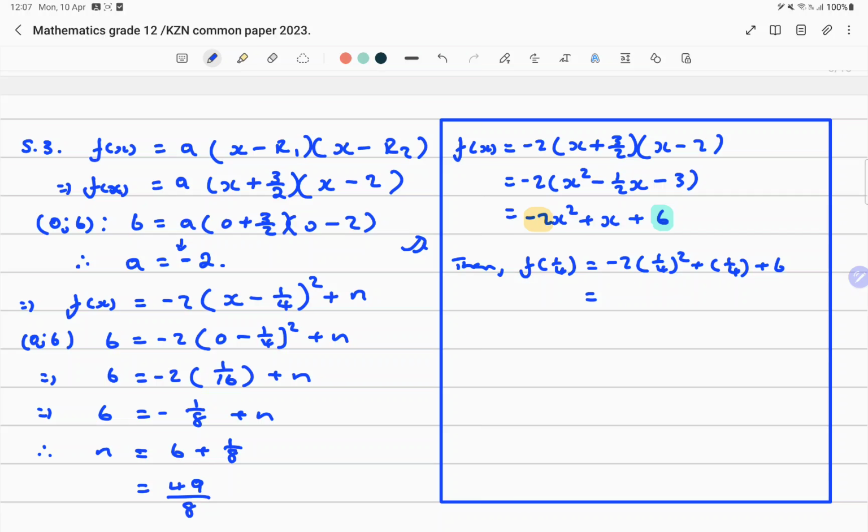Yes, it's 49 over 8. So perhaps this is much shorter even. So you can say therefore n is that value. In fact, let's do it the right way. I always like to do the things properly. You know how I am.